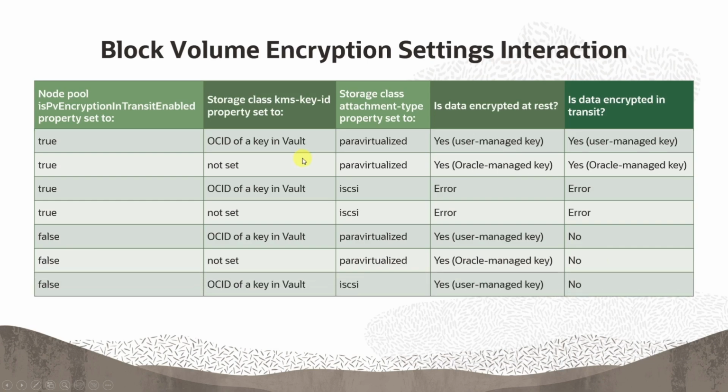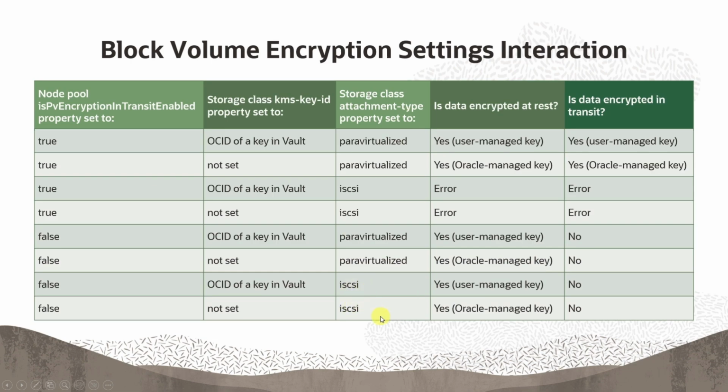And when the storage class attachment type property is set to iSCSI and the isPV encryption in transit enabled property is set to false, if the KMS key ID is provided, the data is encrypted at rest using the user managed key, and the data at rest is managed by the Oracle managed key when no KMS key ID is provided. But make a note that no in-transit encryption is supported whenever the isPV encryption in transit enabled property is set to false, either for paravirtualized attachment type or for iSCSI type.